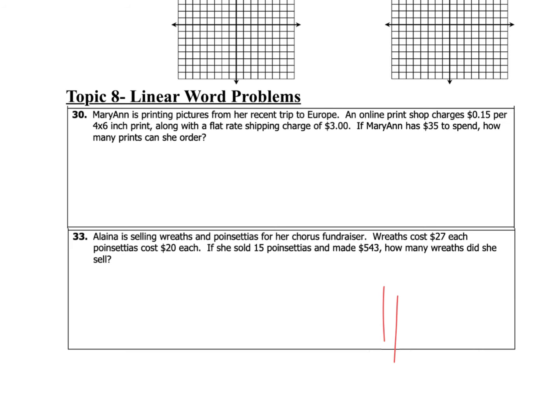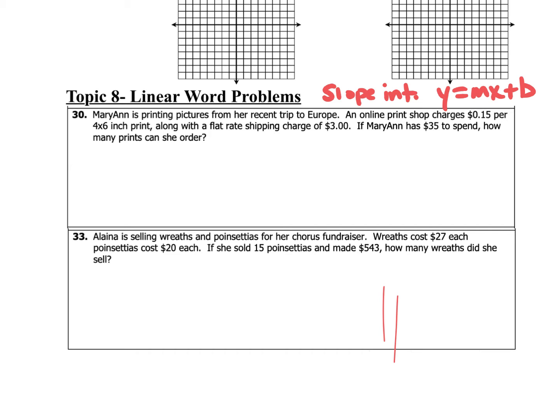Okay, class, so here we go, linear word problems. And we have slope-intercept and we have standard form. Slope-intercept, y equals mx plus b. And so when I taught you this, I taught you to look for the word per. The word per is usually where you find the rate.